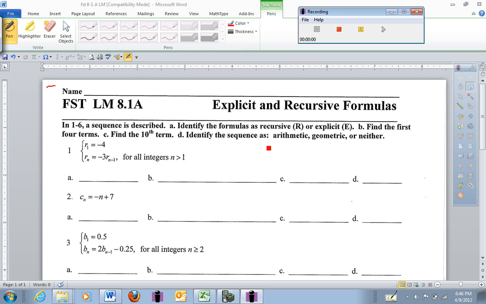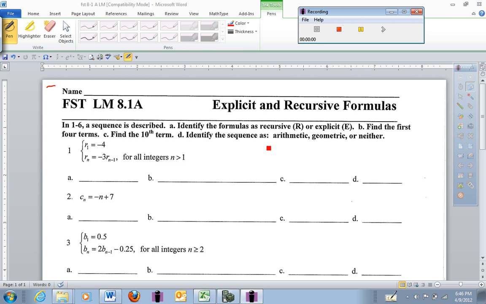for Sequences. You'll notice on that note card that I have provided for you the explicit and recursive formulas for both arithmetic sequences and geometric sequences. First of all, let's go back and let's talk about what a sequence is. A sequence is just a list of numbers. And so we'll be writing some of the terms out for these different sequences that we can identify down here in these first problems on this Lesson Master 8.1a.